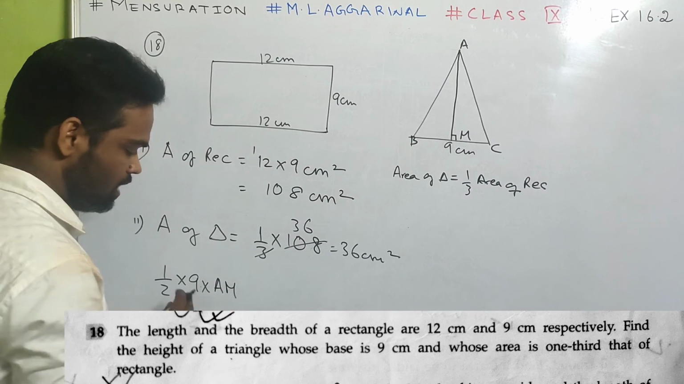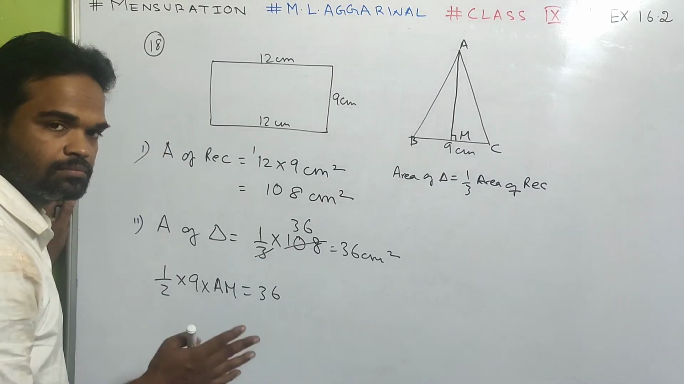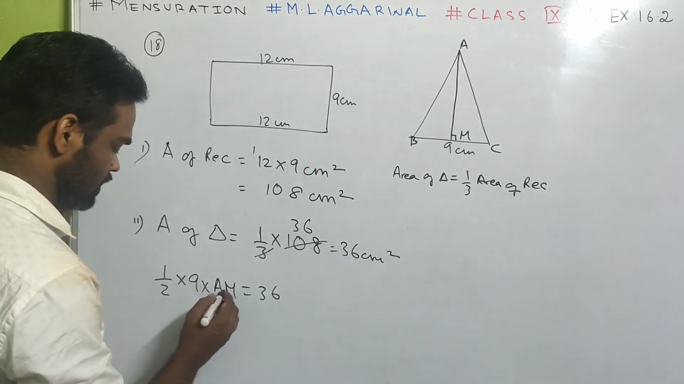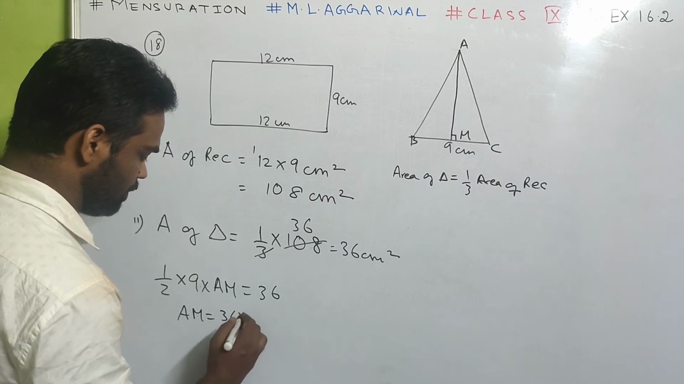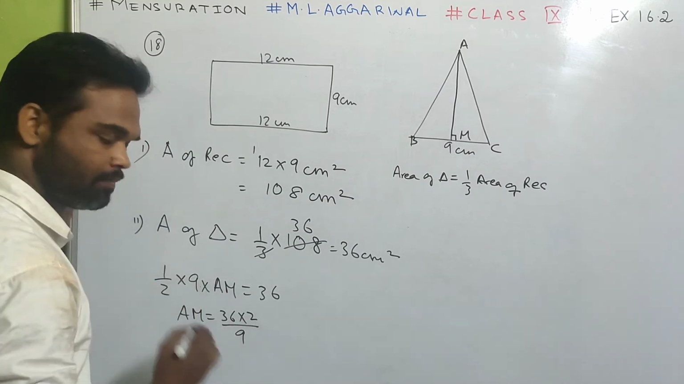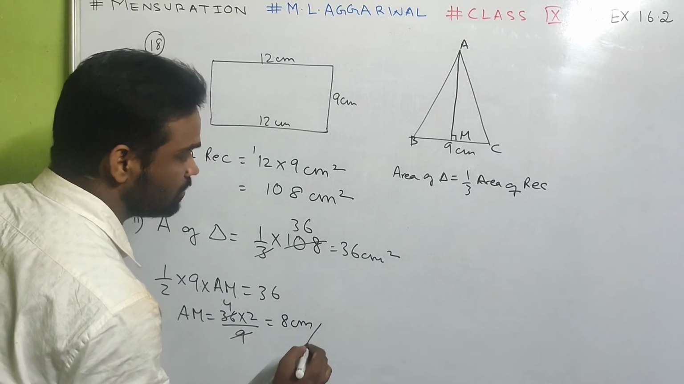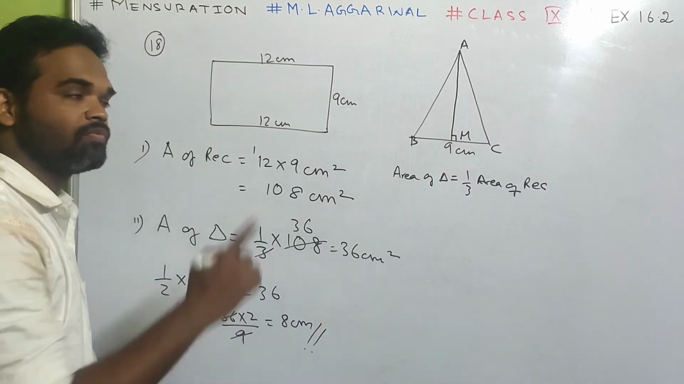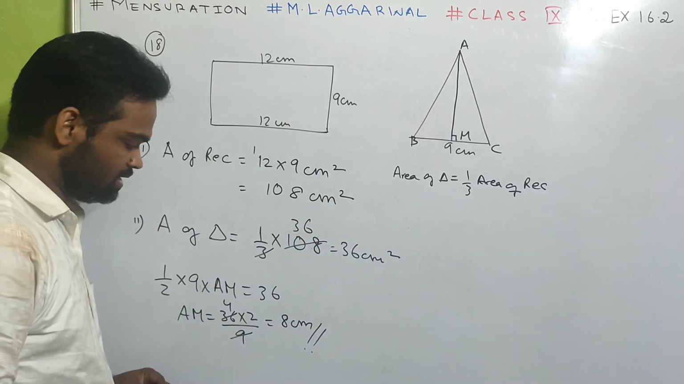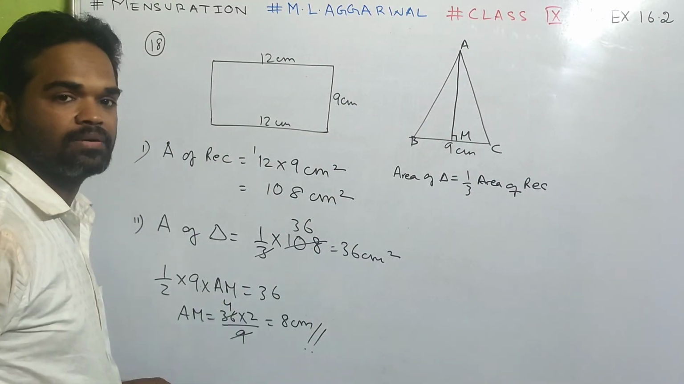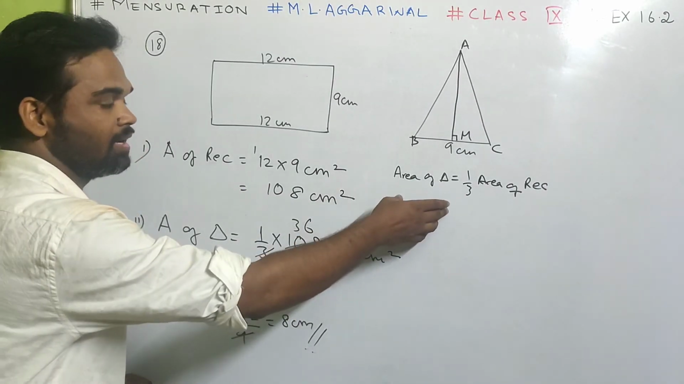This is the area, and this is equal to 36. Just now we got... okay, so AM will be what? Solve it: 36 multiplied by 2 divided by 9, which is 9 4 times. So that's 8 centimeter, which means the altitude of this triangle, whose area was 1/3 of this rectangle, is 8 centimeter. Find the area of this rectangle, we get the area of this triangle.